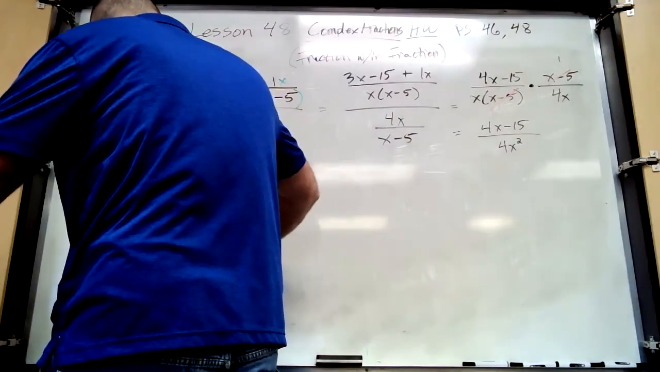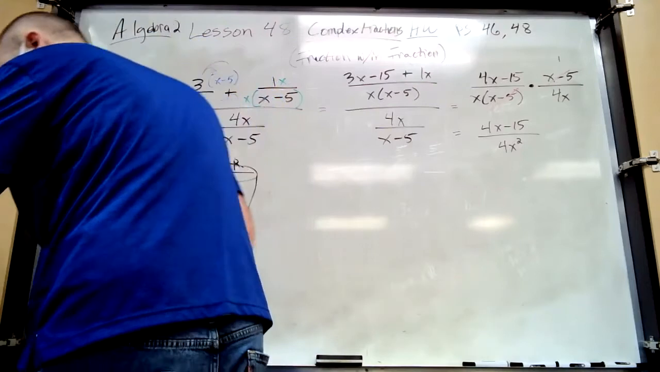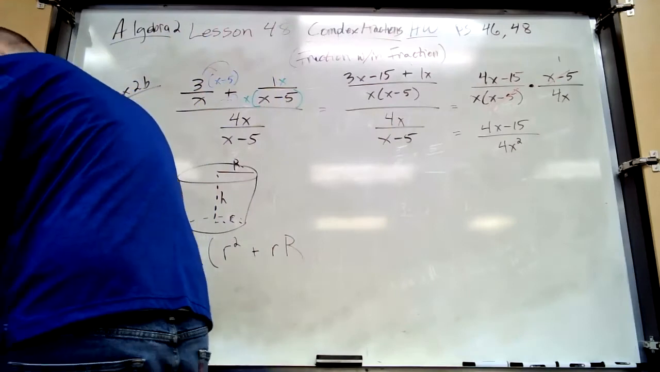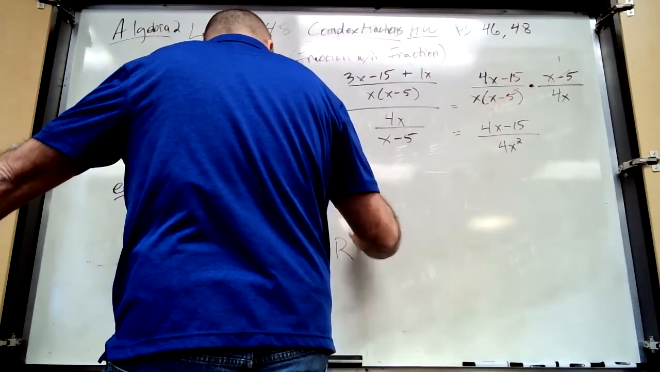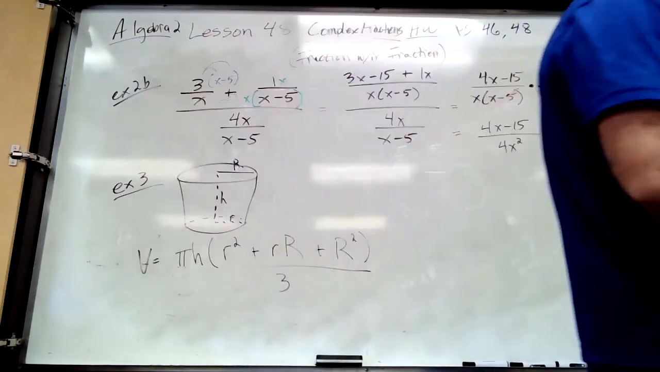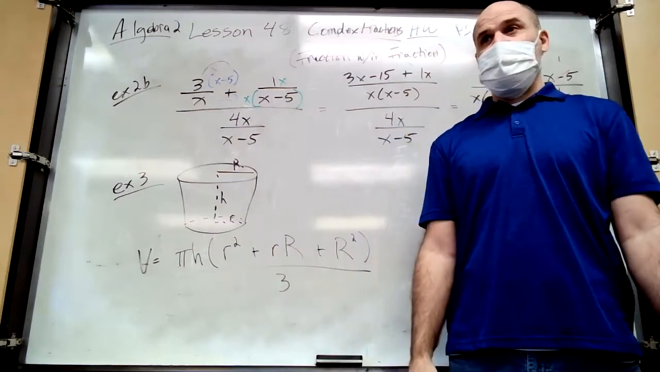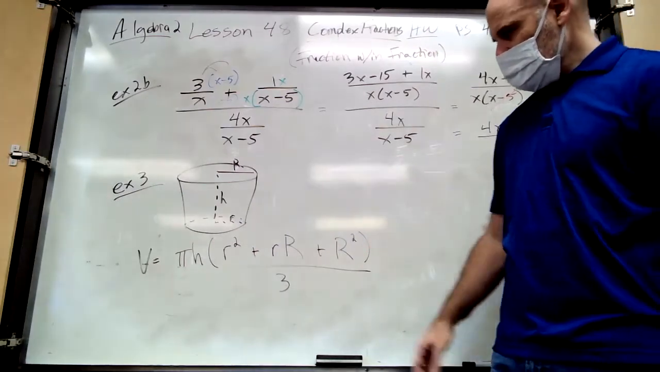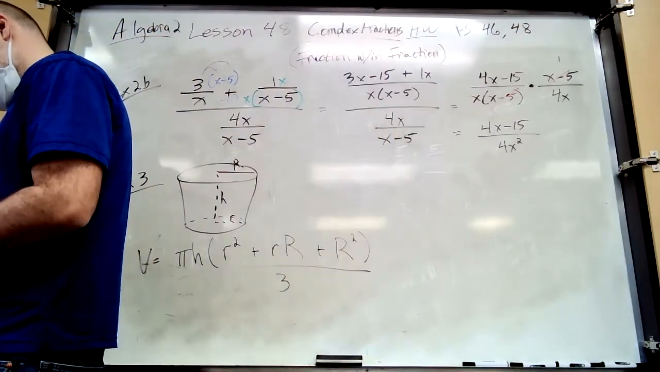Pi h times r squared plus r times big R plus big R squared, all over 3. Usually a cone would be pi r squared h divided by 3. But for a frustum, this r is a little different, because there's an R and then there's a different r.